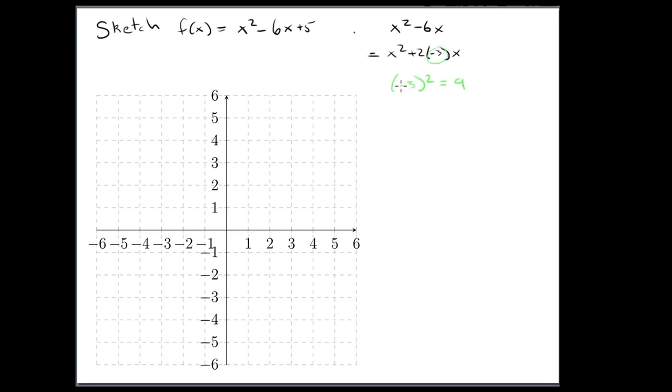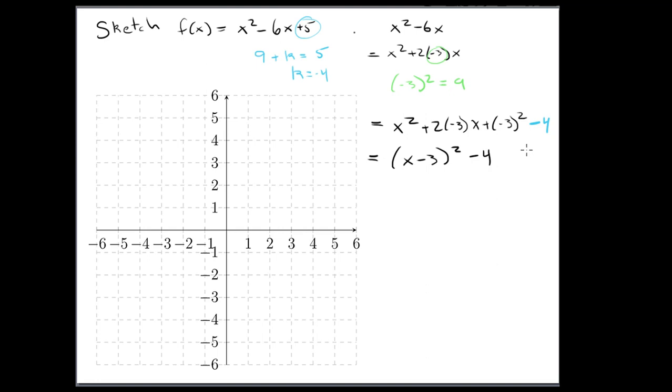squared is 9. So what I need is x squared plus 2 times negative 3x plus negative 3 squared, and then 9 plus something, call it k, has to be equal to 5, so k is negative 4. So (x minus 3) quantity squared, minus 4.